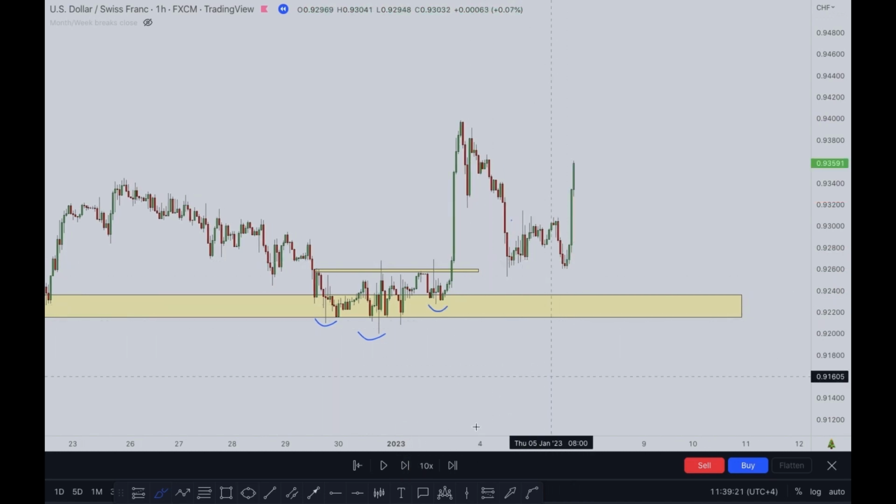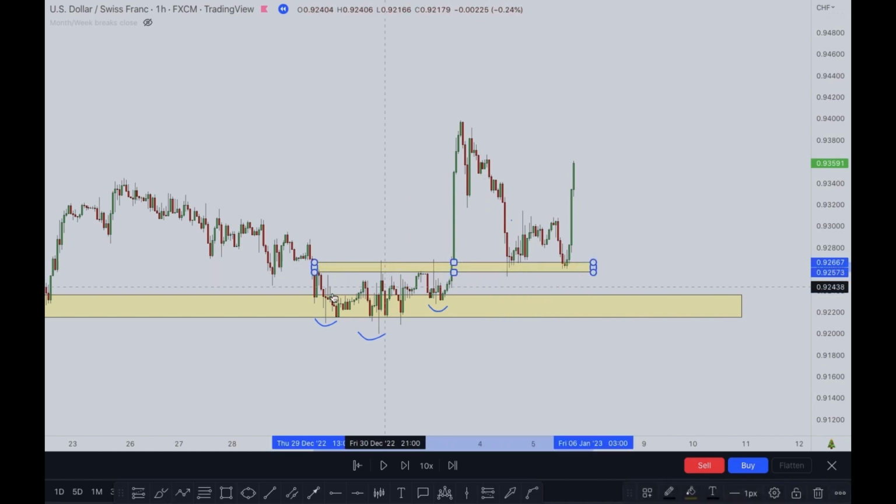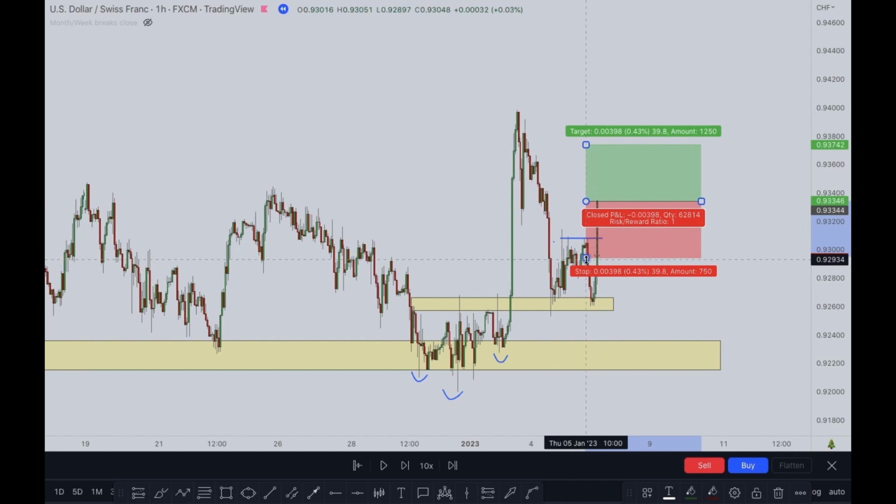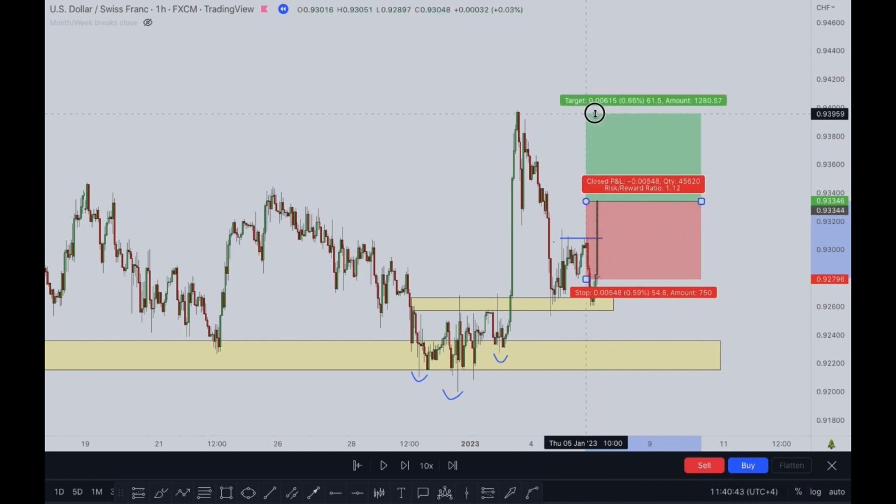So here price didn't break below. Price came here to retest the head and shoulder pattern. So this was the head and shoulder pattern. Price broke above, came back to retest the neckline, and gave us a double bottom formation right here. Just at the break of the double bottom, we were in the trade. We took this trade right here with our stop loss somewhere here, and then our take profit at this level. So this was like 1.1%.